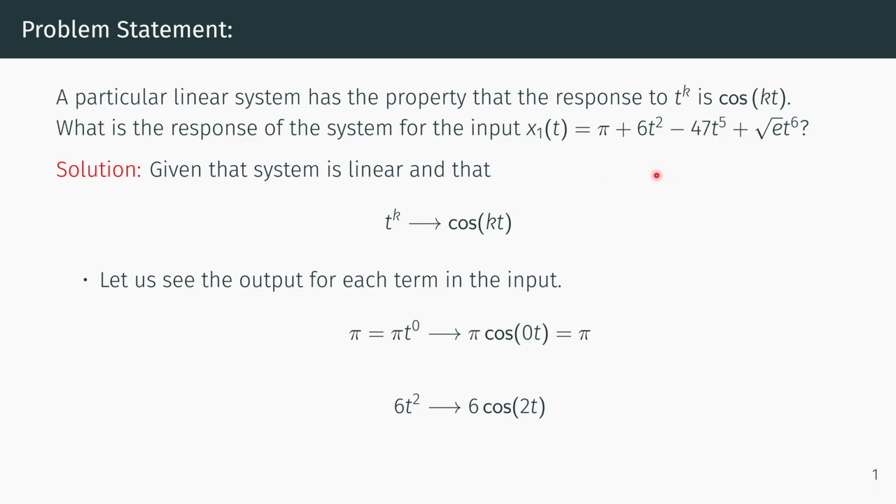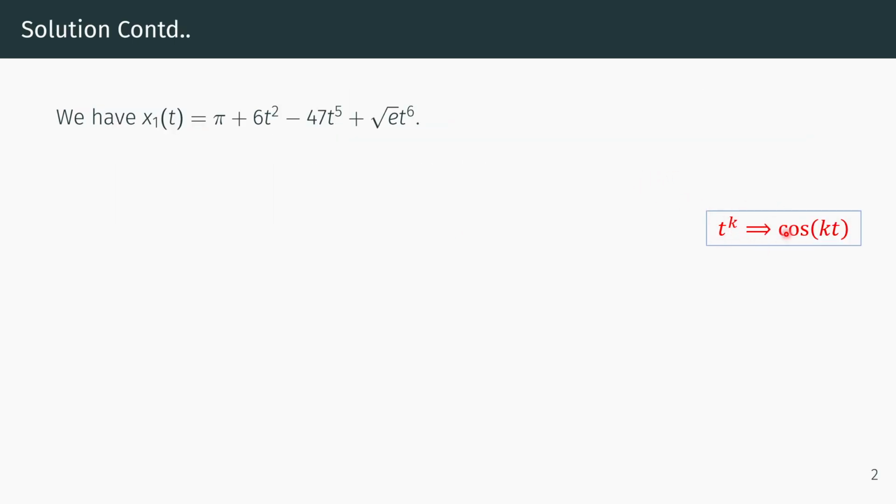Let us see what happens to the next two terms. So the given condition is for a given input of t power k, output is cos kt. Let us again use the same thing for the last two terms. So for minus 47 t power 5, what is the output? So first let us look at t power 5. For t power 5, output is cos 5t. Why? Because if we replace k with 5, we'll get t power 5 as the input. So output would be cos 5t. And again, because the system is linear, if you multiply the input with minus 47, output also should be multiplied with minus 47. So what happens to the last term?